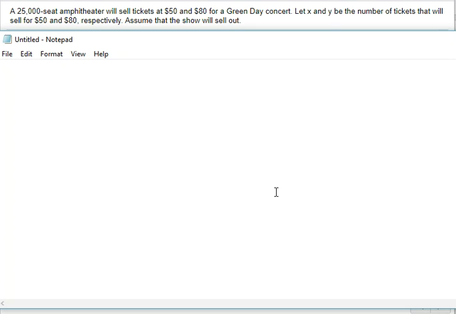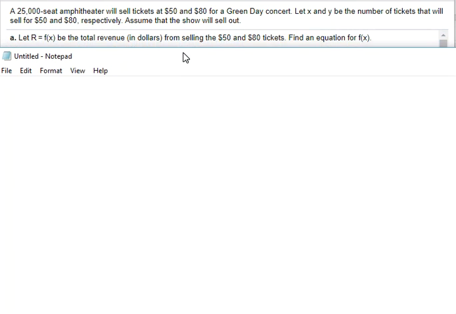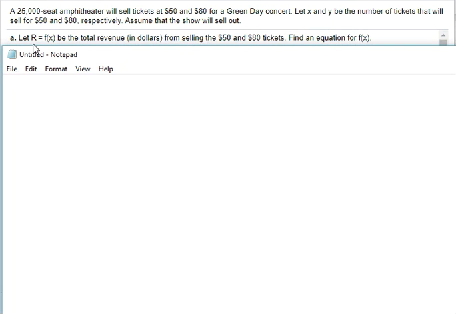This question showed up in quiz number 3. It says that a 25,000 seat amphitheater will sell tickets at $50 and $80 for a Green Day concert. We want x and y, the number of tickets that will sell for $50 and $80 respectively, assuming that the show will sell out. The first part is going to ask us to write a revenue equation from selling $50 and $80 tickets. However, they want this to be in function notation.